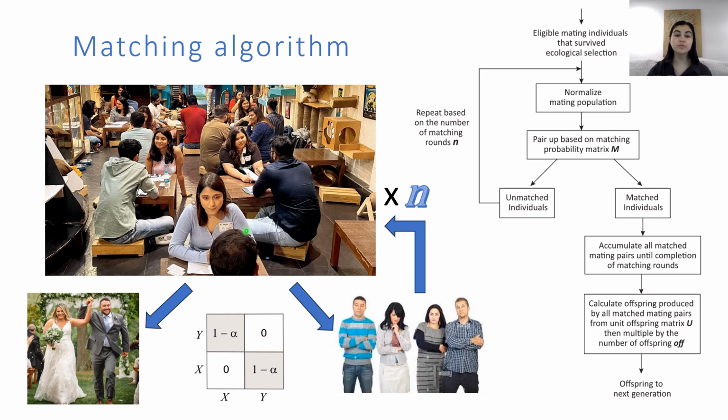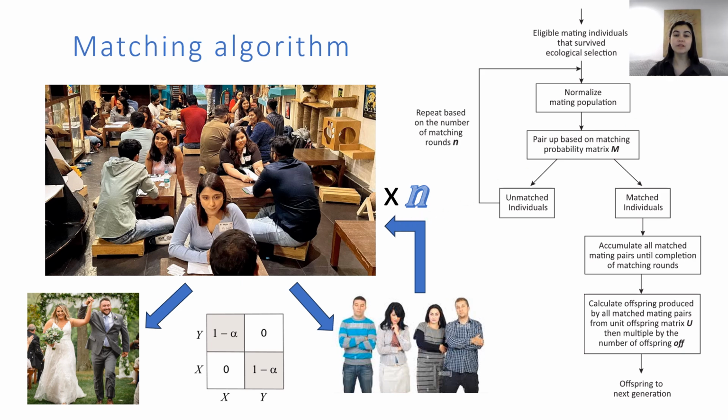Those individuals who do not match go into a new speed dating round with the other individuals who did not match, and they have another opportunity to find a mating partner. They can try this a total of n times, as n is the number of matching rounds.